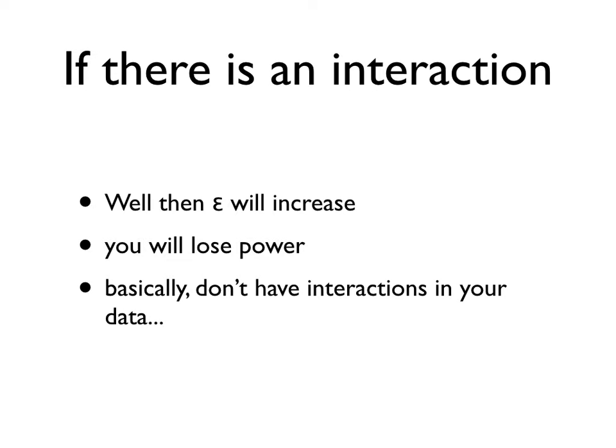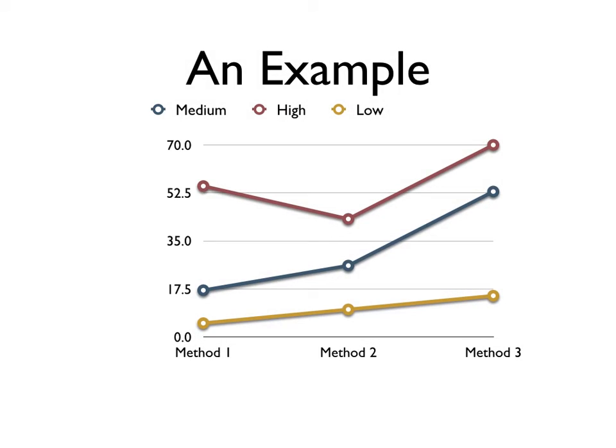So don't have interactions. But Dave, how do I know if there are any interactions if I can't test for them? Well, I just suggest not having them. There's really no way to do it. The only way to do it, actually, is to look at a graph and see if it bugs you.